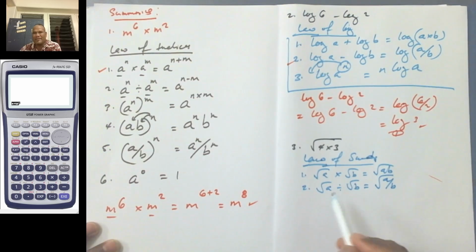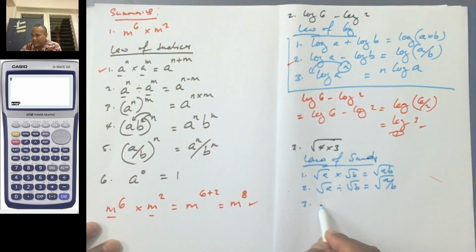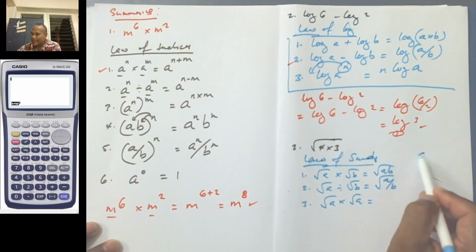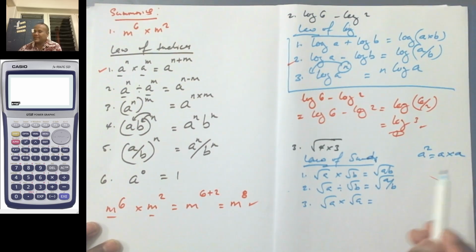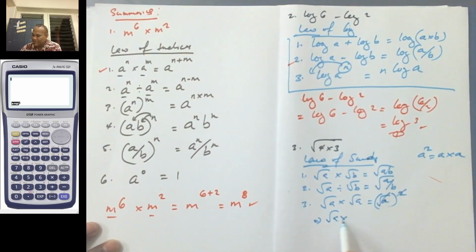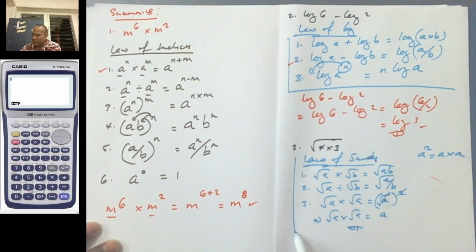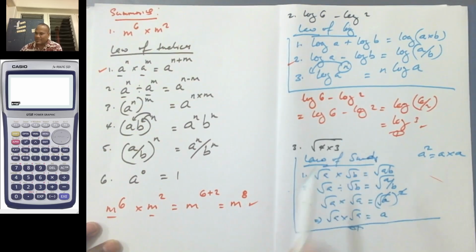These two laws are commonly asked in the exam, but we'll also use the third law. Square root of A times square root of A is just like A squared, and A squared is A times A. Here, square root of A times square root of A is square root of A squared. Since they cancel out, we say that square root of A times square root of A is equal to A. So we'll be using these laws a lot. Use this law to answer that question.